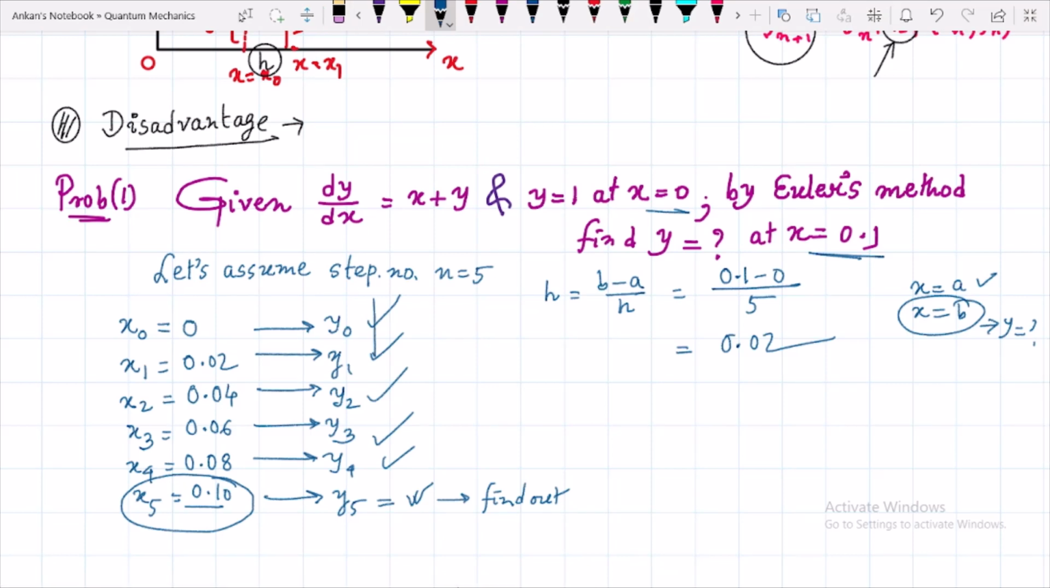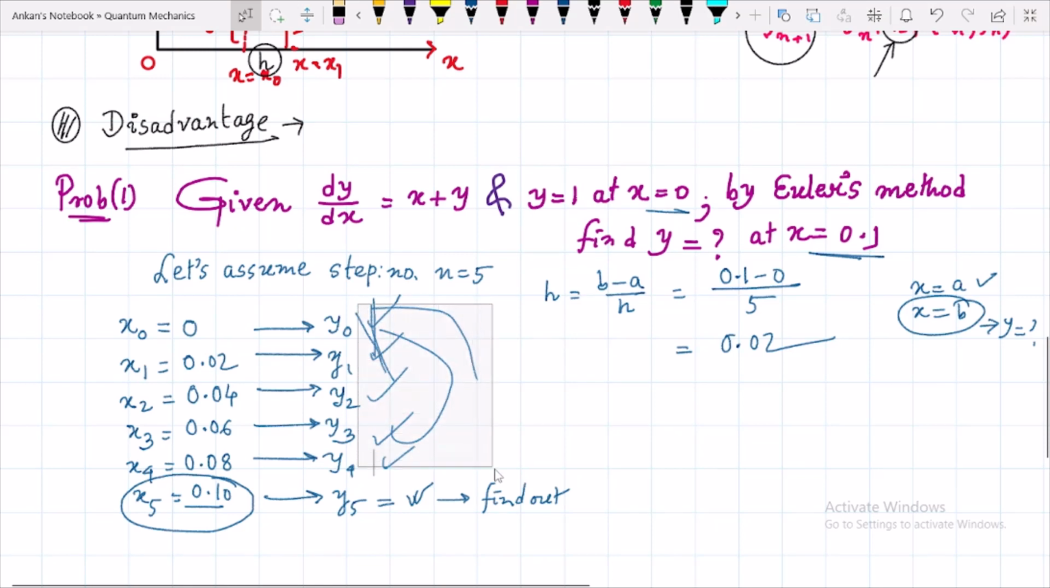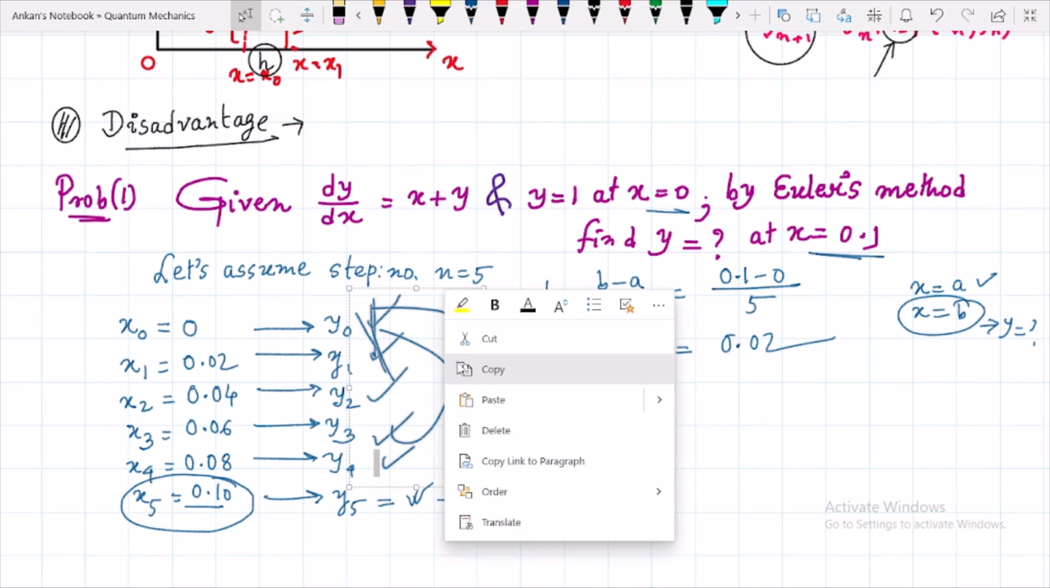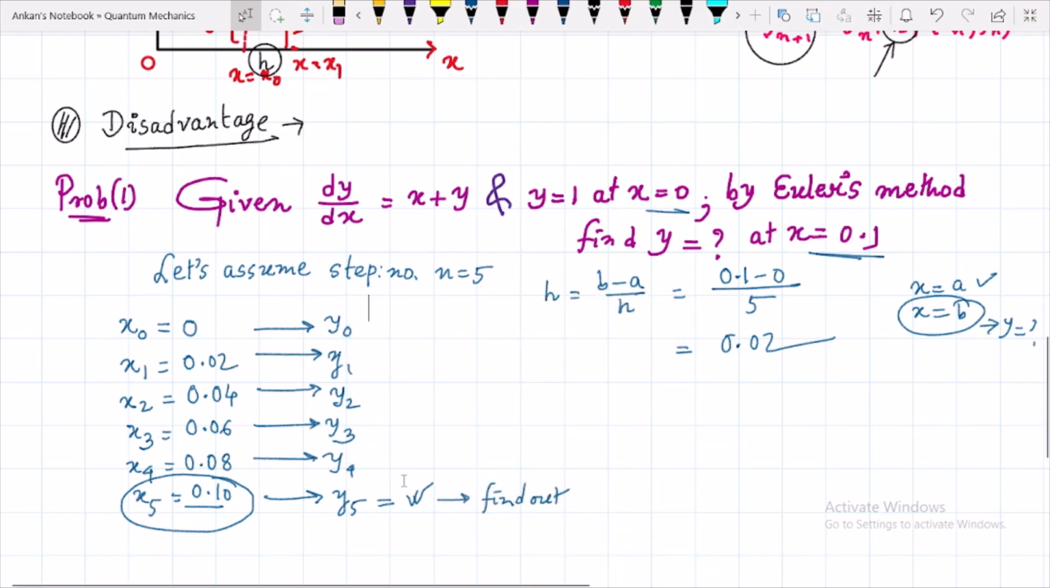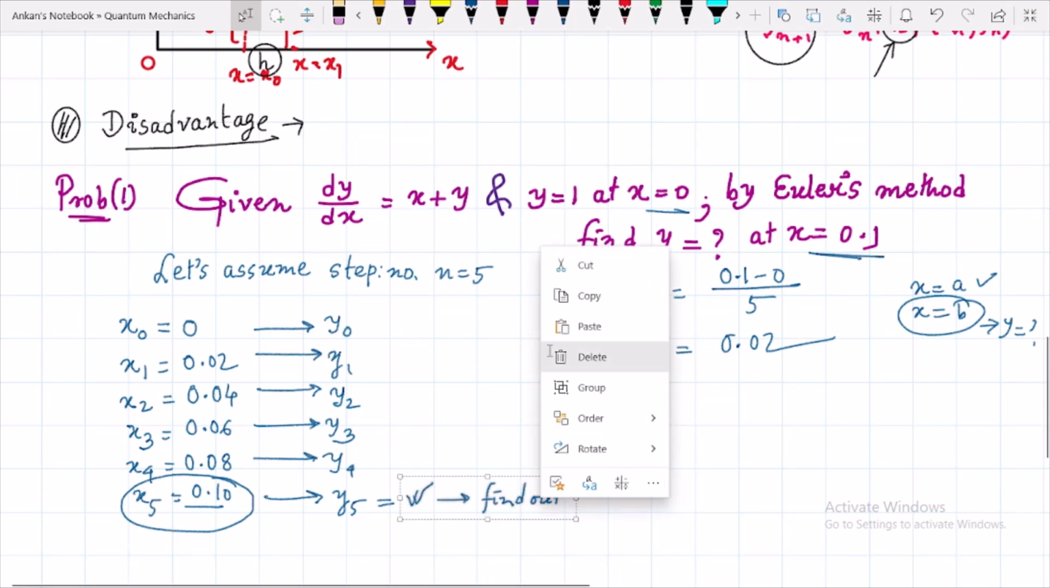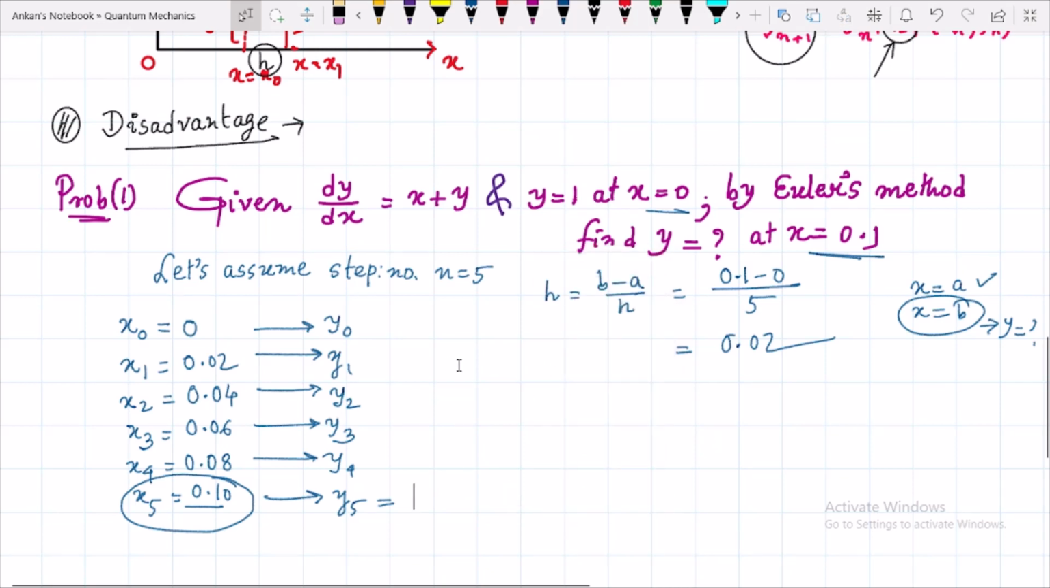So I must put some space to write the solution. Okay.